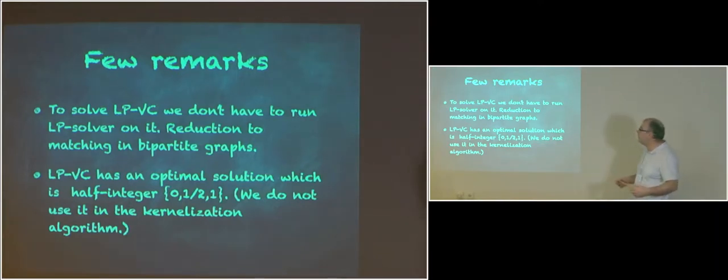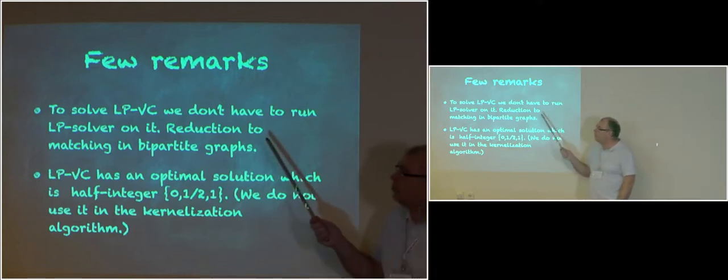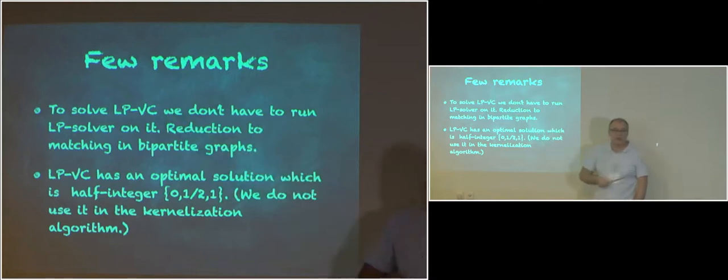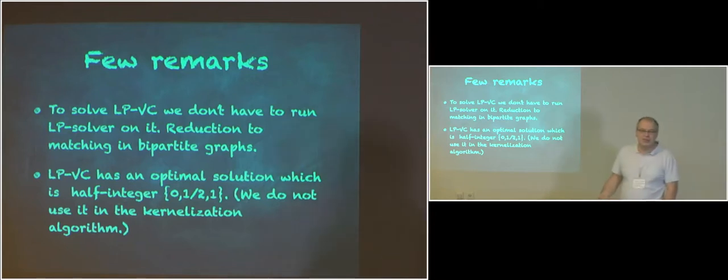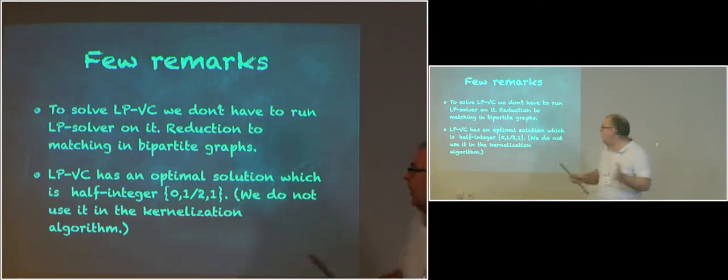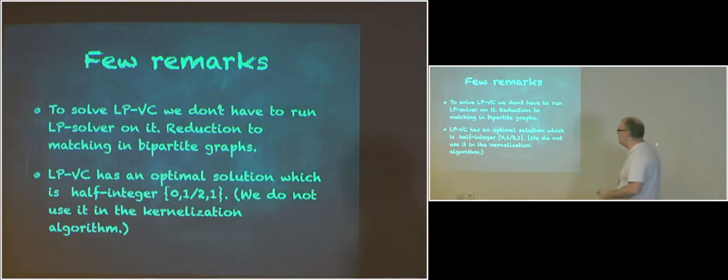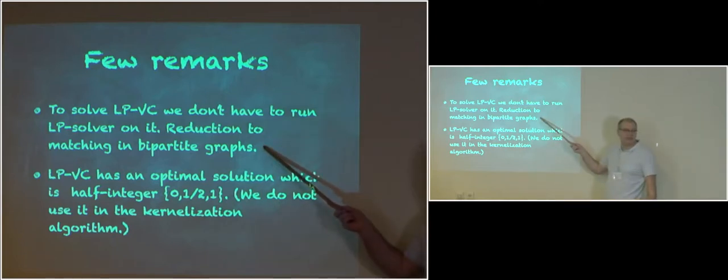So, a few remarks here. The first remark: if I want to solve a linear program for vertex cover, I don't really have to. Well, we know that any linear program is solvable in polynomial time, but for this case we can apply much faster arguments. Basically, we can reduce this problem to solving matchings in bipartite graphs. So we don't have to plug in all the power of linear programming here, and this is also much faster.